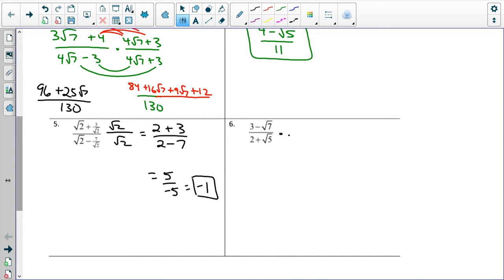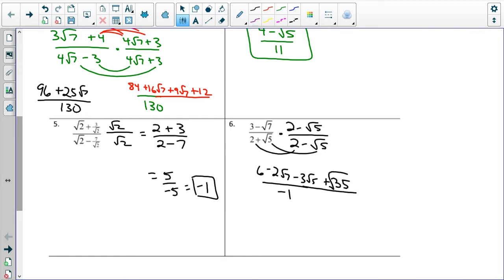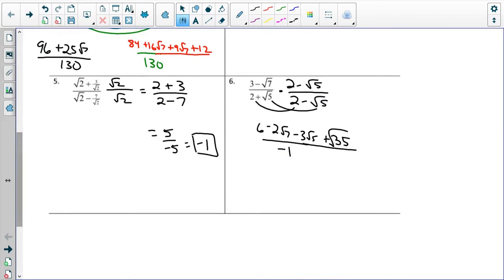Okay, now in number 6, the fancy form of 1 I'm going to choose is 2 minus root 5 over 2 minus root 5. So the denominator ends up being 4 minus 5, which is negative 1. The numerator ends up being 6 minus 2 root 7 minus 3 root 5 plus root 35. I can't simplify the numerator at all. So since I'm dividing everything by negative 1, it's probably easier to just change the signs of everything. So it's minus 6 plus 2 root 7 plus 3 root 5 minus root 35.